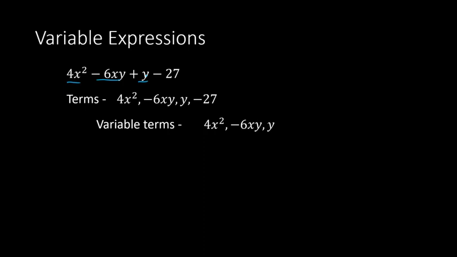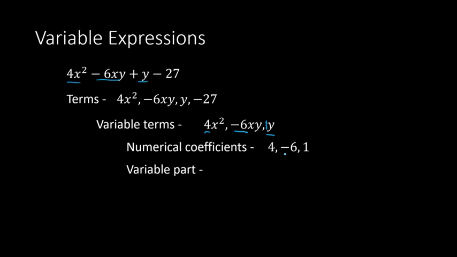And then within those variable terms, we have what's called coefficients, or numerical coefficients, which would be the number in the front. So the coefficient of 4x squared would be the 4. The coefficient of negative 6xy is the number negative 6. And then the coefficient of y would be an assumed 1. There's an assumed 1 in the front. So that would be the coefficient of that third term. So we have 4, negative 6, and 1 as the 3 different coefficients.